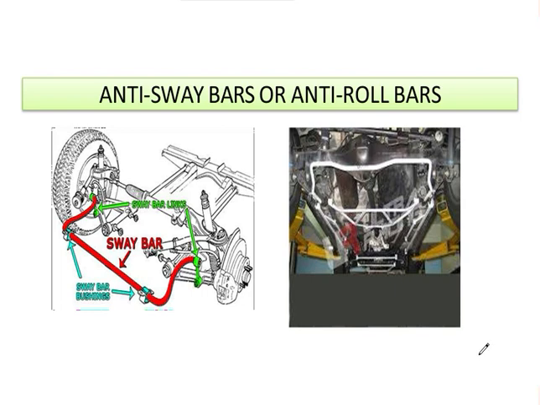Anti-sway bars or anti-roll bars. These two are schematic diagrams of anti-sway bars or anti-roll bars. When one road wheel is deflected more than the other, for example when it comes over a bump on the road or during hard cornering, there is a tendency for the vehicle to roll. To obviate this tendency, a stabilizer, also called anti-roll bar, is used in the form of a torsion bar.